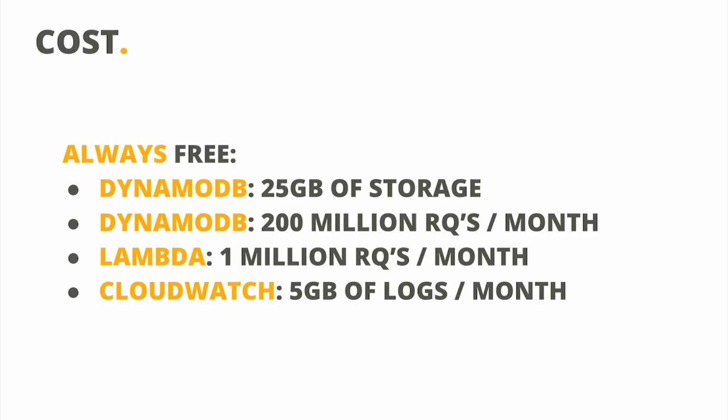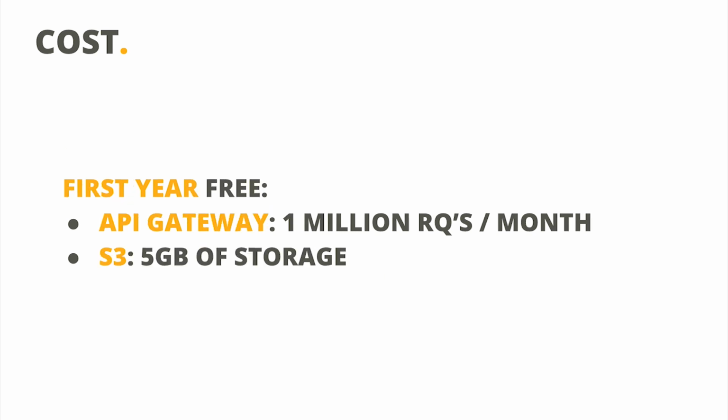It resets every month. Lambda, 1 million requests per month. So every time we have an interaction with this bot, it's 1 Lambda execution. So we can do that 1 million times per month for free. And CloudWatch, you can store 5 gigabytes of logs. Well, 5 gigabytes of plain text is also a lot of data. And in the first year, you get 1 million requests for API Gateway for free, and S3 5 gigabytes of storage. And then after the first year, you're going to pay for it.